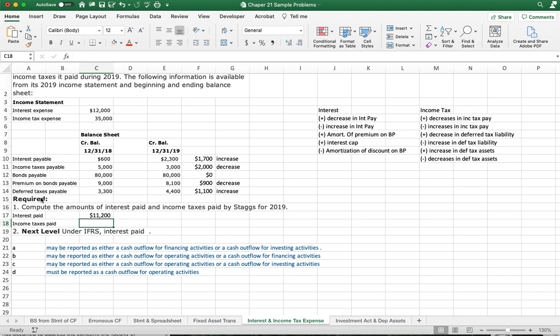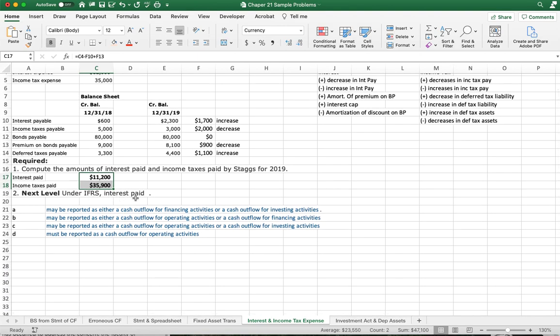Then for income taxes, we'll take our $35,000, and then we have this decrease of $2,000 on the income tax payable. So we'll add that $2,000, and then we have an increase of deferred tax payable. So we'll subtract the $1,100 for a total of $35,900. Let's make those bold.